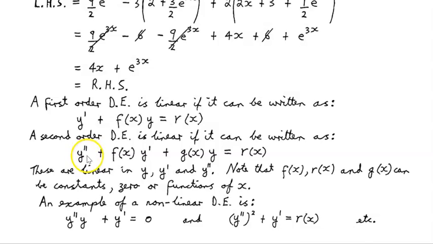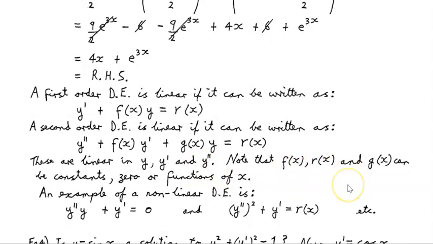They sit individually. Notice also, and this needs to be clear, that f of x, r of x, and g of x can be constants. They can be 0, or they can be functions of x. So they can be constant, 0, or functions of x.